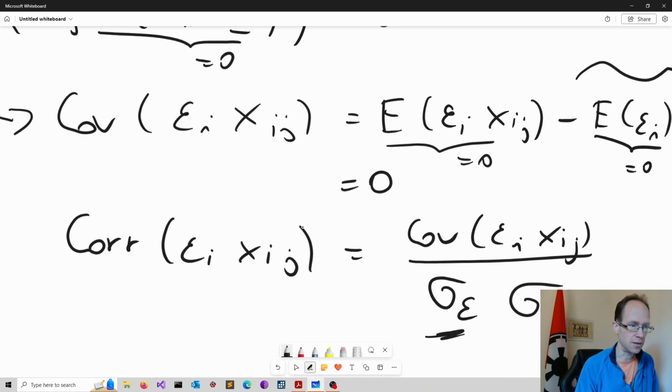So in summary, the strict exogeneity assumption has several implications. Basically, our model is on average correct. There is no systematic error, and we cannot predict errors knowing any of the independent variables.